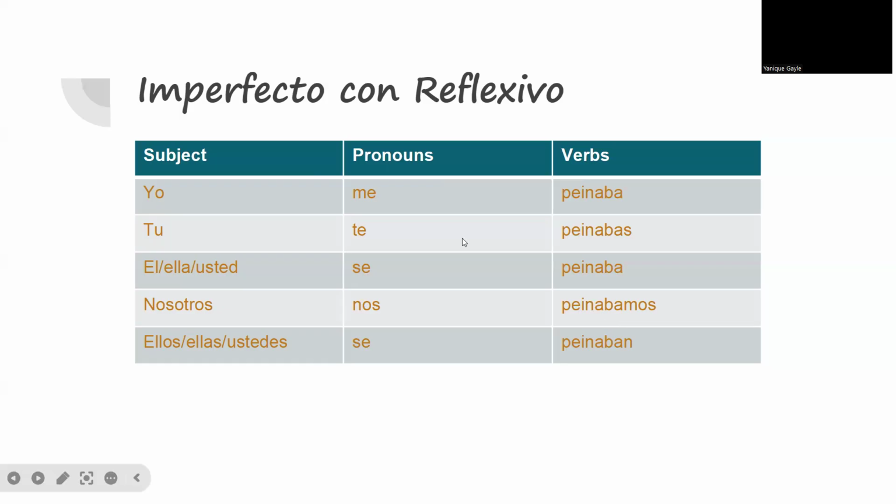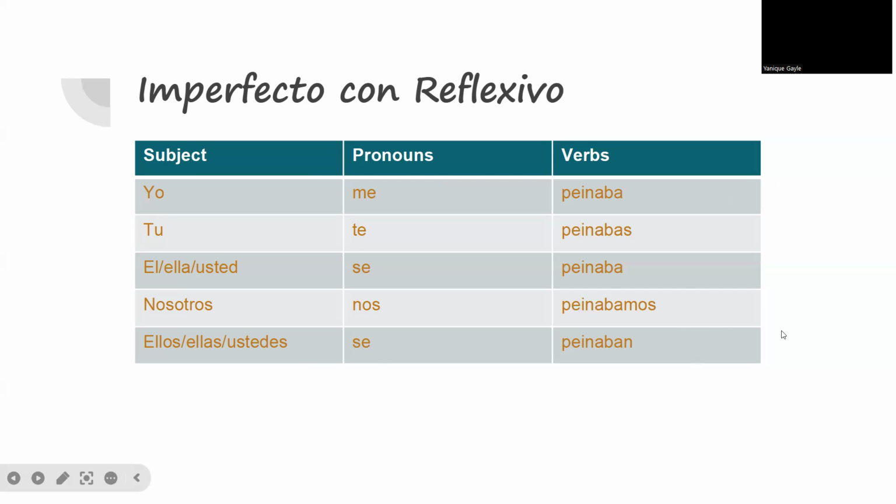Okay? So for example, the verb peinar ends in AR, so we're going to use the AR endings. Yo me peinaba. This means I used to comb my hair. Tú te peinabas. You used to comb your hair. Él, ella, usted se peinaba. He, she, it used to comb its hair. Nosotros nos peinábamos. We used to comb our hair. Ellos, ellas, ustedes se peinaban. They used to comb their hair.